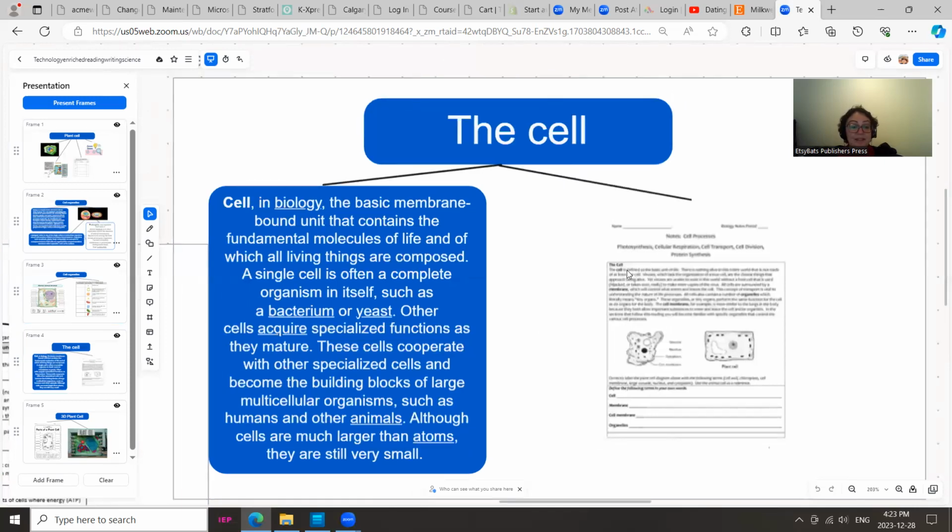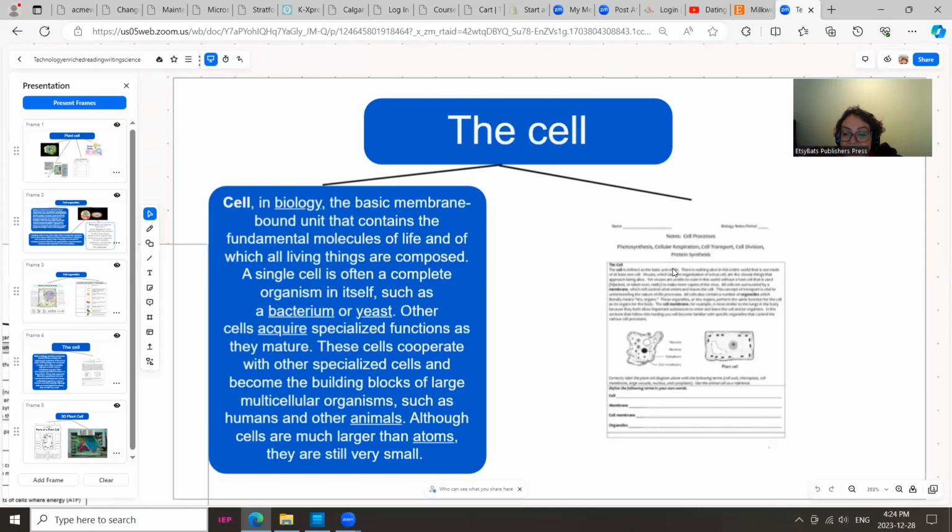The cell. Cell in biology, the basic membrane-bound unit that contains the fundamental molecules of life and of which all living things are composed. A single cell is often a complete organism in itself, such as a bacterium or a yeast. Other cells acquire specialized functions as they mature. These cells cooperate with other specialized cells and become the building blocks of large multicellular organisms, such as humans and other animals. Although cells are much larger than atoms, they are still very small.